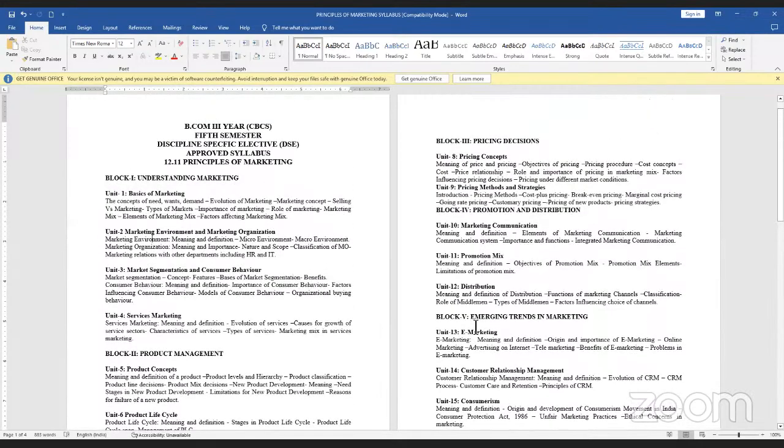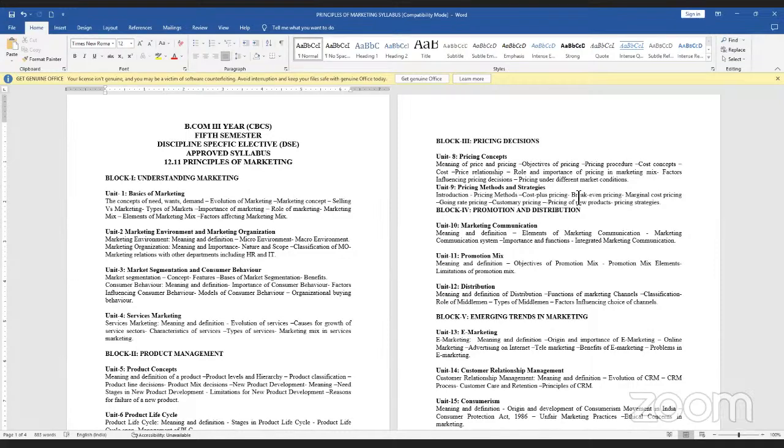The third block talks about pricing decisions. Under it, you will learn what price is, the objectives and concept of pricing, the different types of pricing, methods of pricing, and pricing strategies. You learn about the role, relationship, and characteristics of pricing, and then the other unit covers pricing methods and strategies.